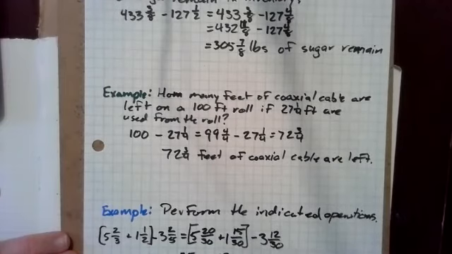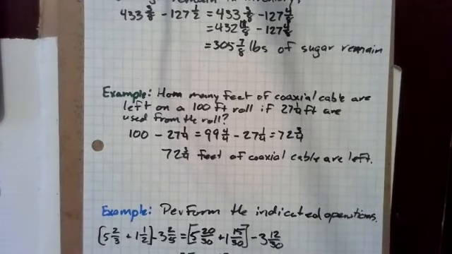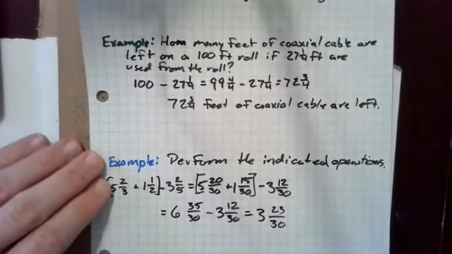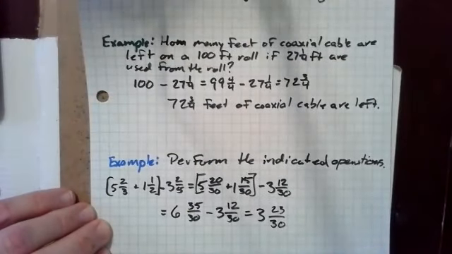6 minus 3 is 3. 35 minus 12 is 23. The answer is 3 and 23/30. And that's it. We can't simplify that any. Of course, it would help if you could see that last line there. Here it is. All right.